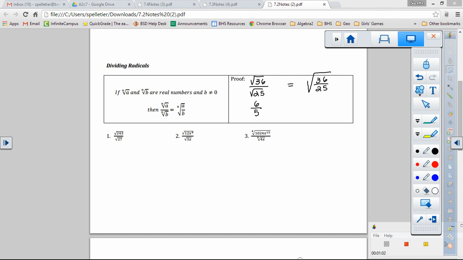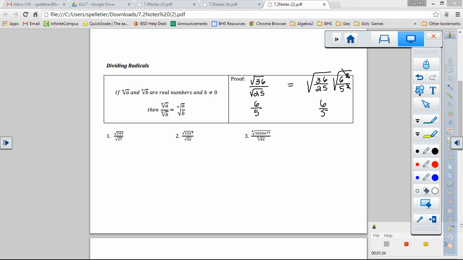And then I can do the same thing over here. 36 over 25 simplifies. Under the radical, that would be 6 squared, right? 6 times 6. And 5 times 5. And perfect squares under the square roots cancel. So I end up with 6/5. So it does in fact work. So it's totally okay to do that. Let's practice this skill a little bit.